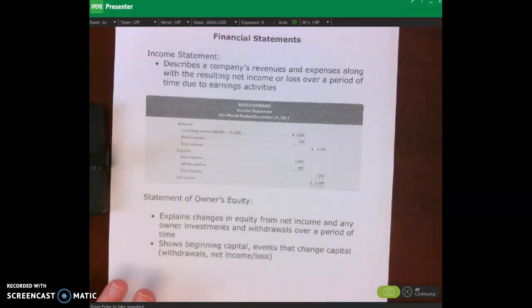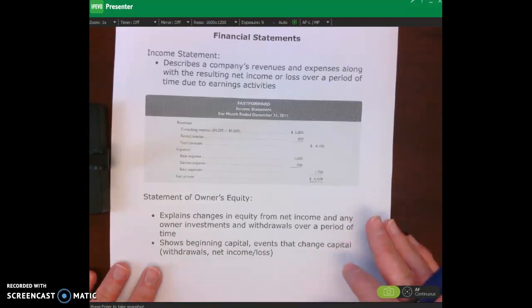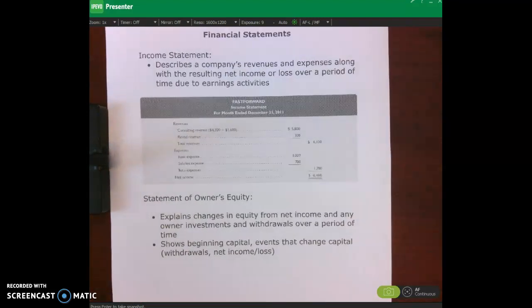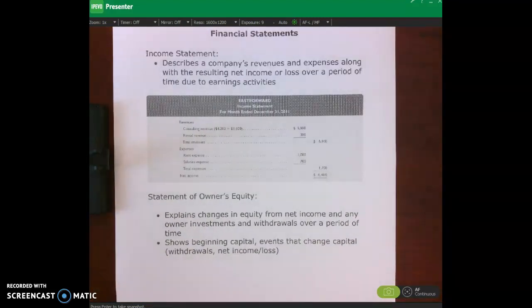Okay, so now let's talk about the financial statements. There are 4 financial statements that we're going to talk about. These financial statements are the way that we communicate information to our internal and external users. The first one that I want to talk about is the income statement, and this would be the first one that I do.